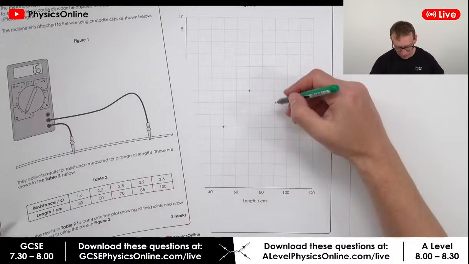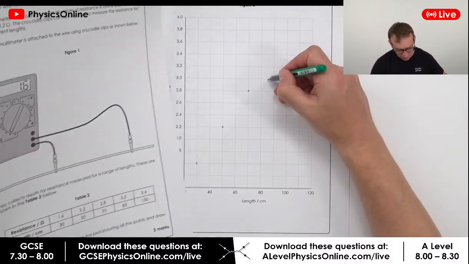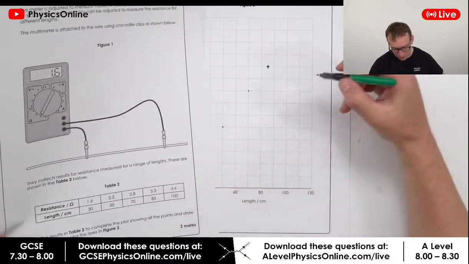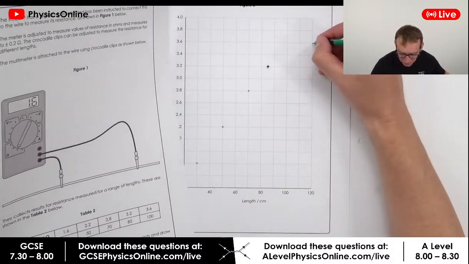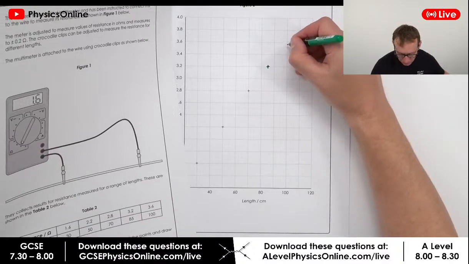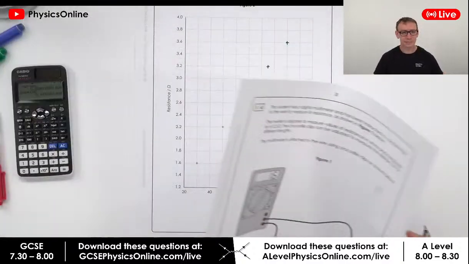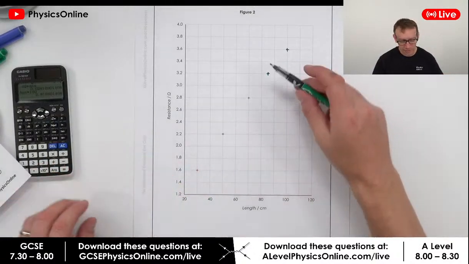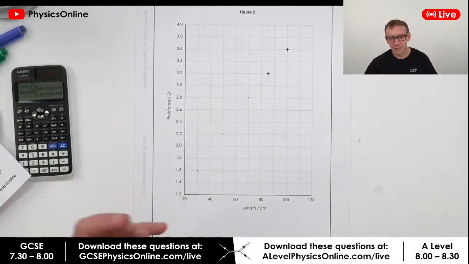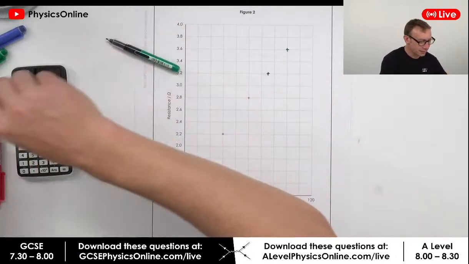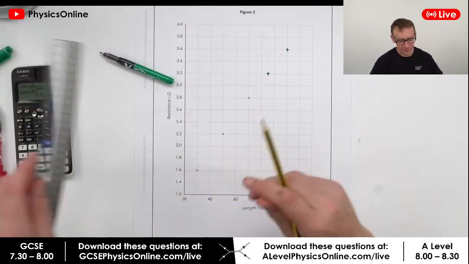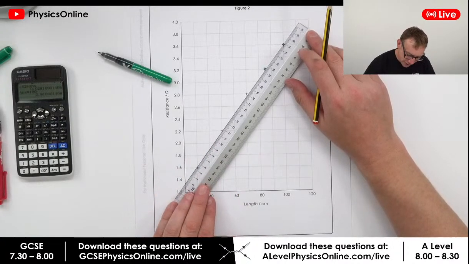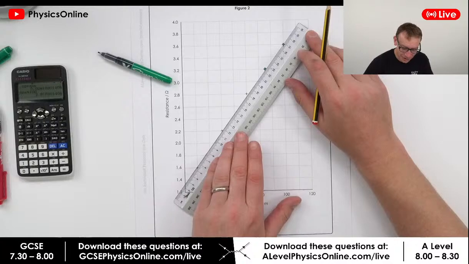At 85, which is going to be here, it's 3.2. So I'm going to put my little cross there, and then at 100 it's 3.6. So that's basically there. Two easy marks, because you get a mark for just plotting the data accurately. Then of course you need to put in your line of best fit. For the sake of this, I'm going to do it in pencil first of all. And what we've got here is a pretty good line, something like that, I guess.